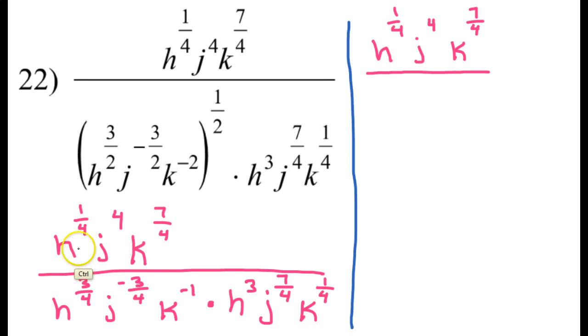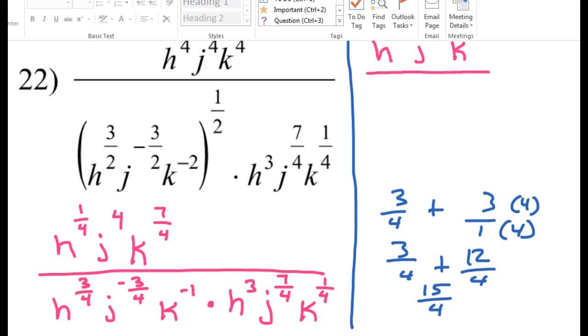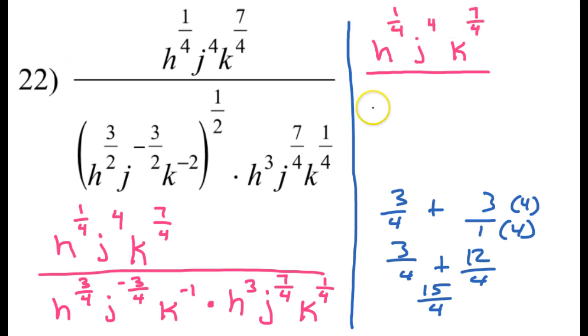So first of all, the numerator is not changing, so I recopied it. So when I multiply these h's, I need to add the exponents. So I need to do 3/4 plus 3 over 1, like denominators. So that's going to be 3/4 plus 12/4. So that's going to be 15/4. So that's my h's. So I'm going to have h to the 15/4 power.